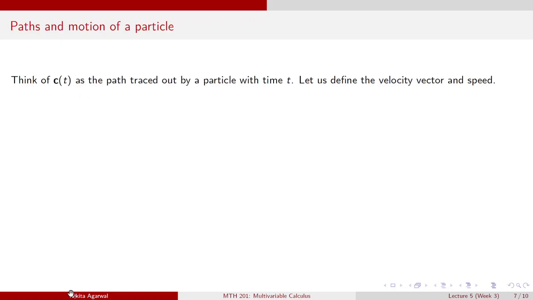Okay. Now, let us relate the concepts that we have seen with motion of a particle. So now I would like you to think of C(t) as the path traced out by a particle with time t, and let us define the velocity vector and speed. So the point C(t), which is the point in the space, is called the position of the particle at time t, where it is at time t.